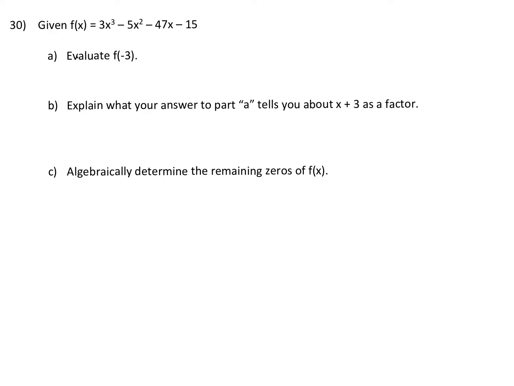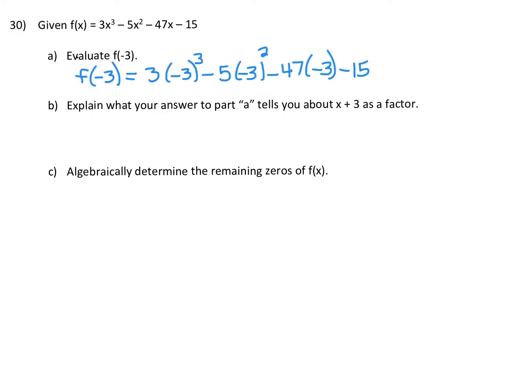Okay, let's take a look at number 30 as well. They give us f of x, and the first thing I want us to do is evaluate f of negative 3. So all they're looking for you to do is substitute all of the x's with negative 3's. You can see here that I just took all of the x's from above and replaced them with negative 3's in parentheses.